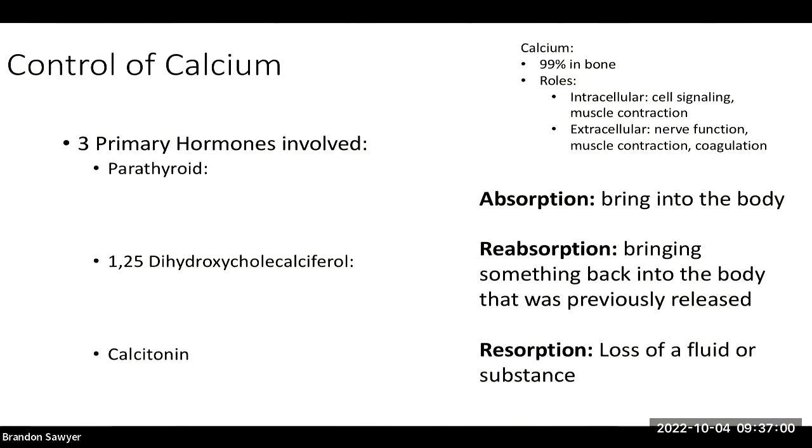Okay, so calcium, 99% of the calcium in the body is found inside bone. We've already talked about calcium quite a bit, right? We've talked about its role in cell signaling. Very important for cell signaling, very important for muscle contraction, including not just skeletal muscle contraction, but cardiac muscle contraction, smooth muscle contraction.